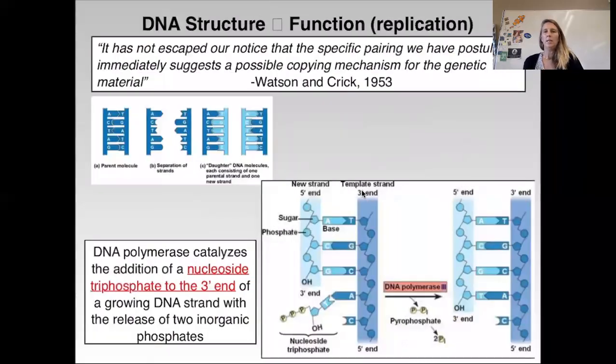Okay, so we've talked about the DNA structure, and we kind of ended off with Watson and Crick. So in their 1953 paper, which is again posted online for you, it says this quote, which I love. It says, "It has not escaped our notice that the specific pairing we have postulated immediately suggests a possible copying mechanism for the genetic material."